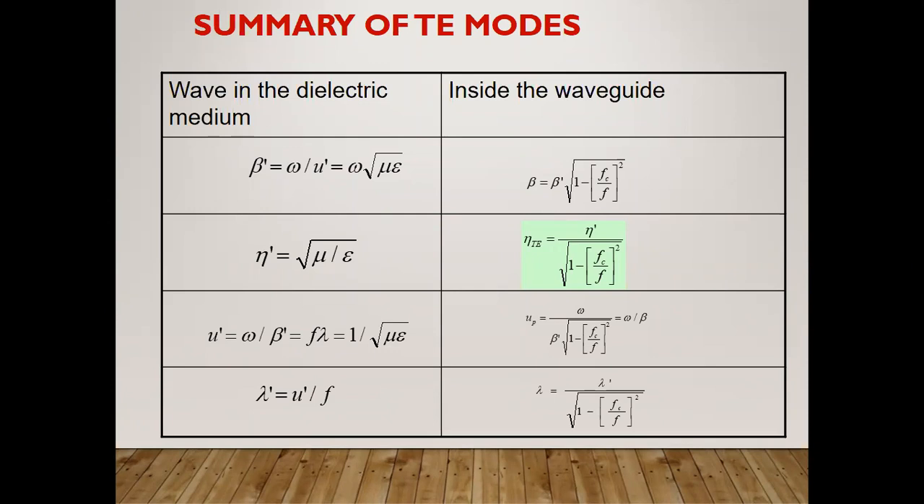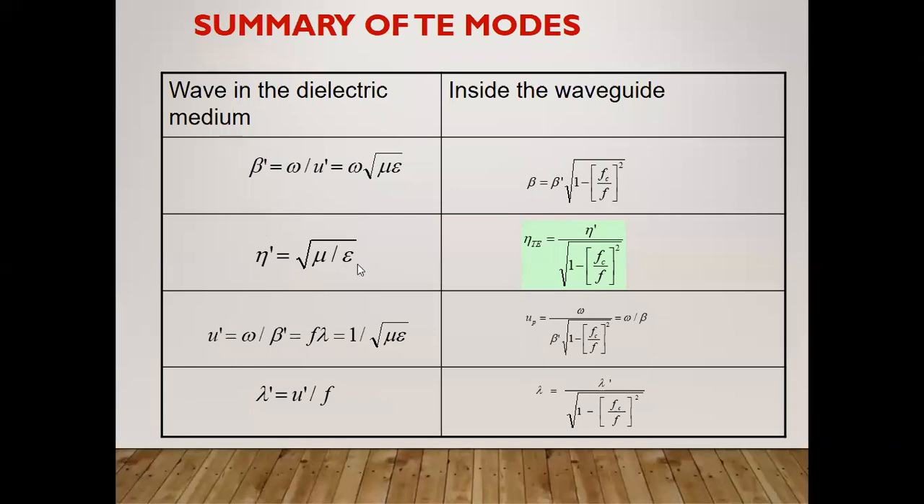In that we are interested in calculating the propagation constant, the intrinsic impedance, the velocity of propagation, as well as the wavelength. We can calculate these not only in the dielectric medium but also for the waveguide. This is the difference between these two cases: how we can calculate the wave propagation in the dielectric medium, and how we can calculate it in the waveguide.